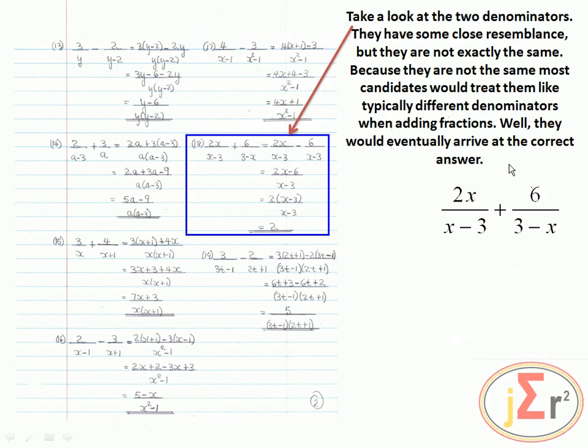Take a look at the two denominators. They have some close resemblance. Look at this: x minus 3 right here. I'm sure that we are talking about the original statement of the problem. So x minus 3 and 3 minus x.